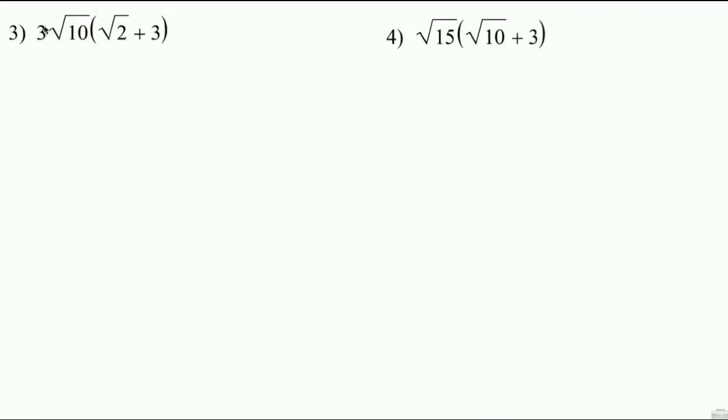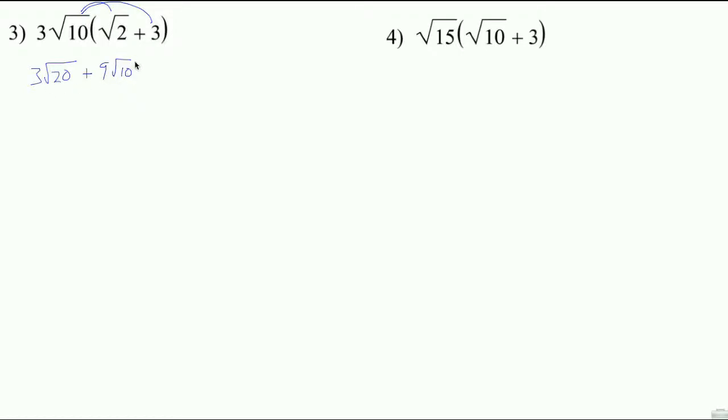Number 3 and 4, looks like we have to distribute here for both of these. First, we do want to check under our square roots. Can we simplify anything? And we can't in this case to start with, so we're going to distribute. So we have 3 root 10 times root 2. That's 3 root 20. We multiply the 2 things that are under the square root, and then we do 3 root 10 times 3. So we have plus, and then 9 root 10.